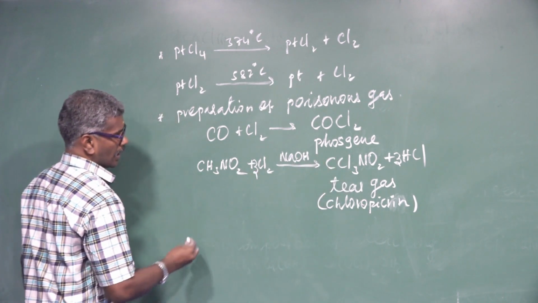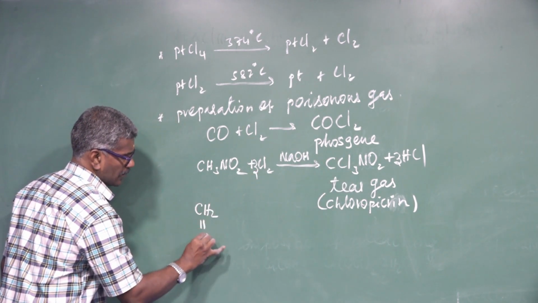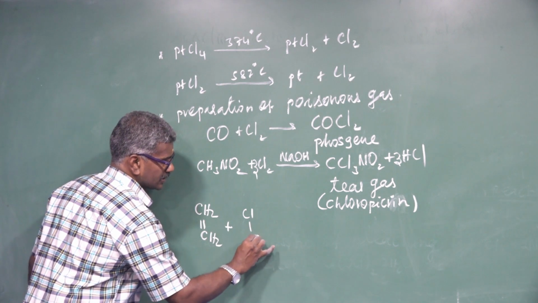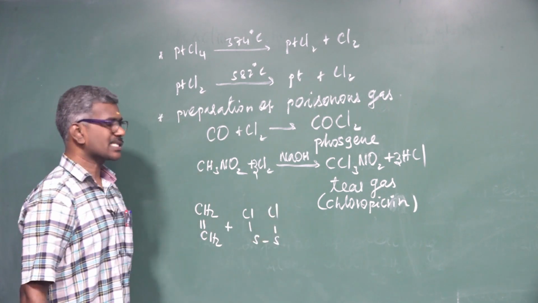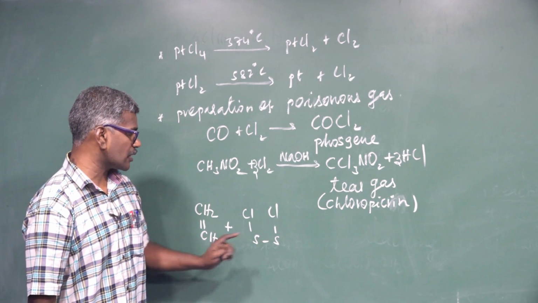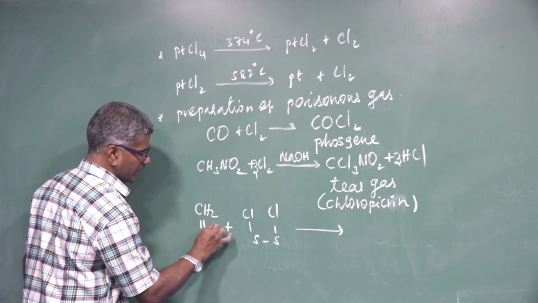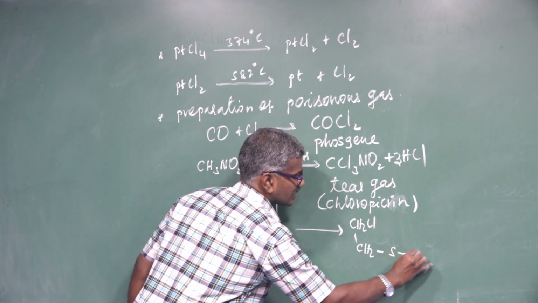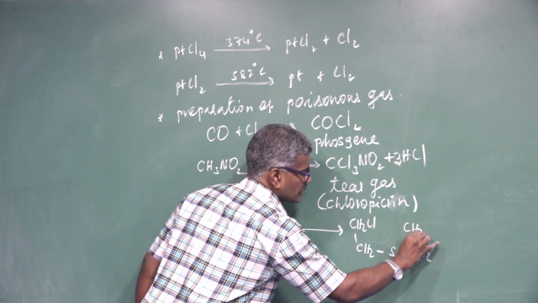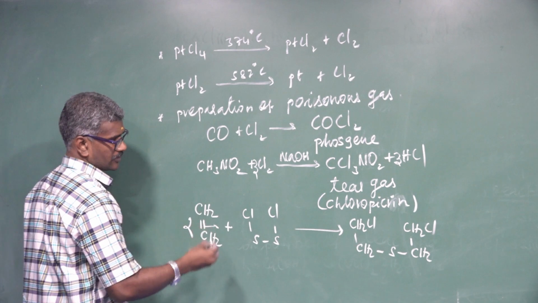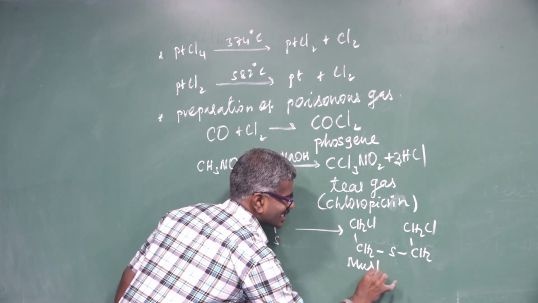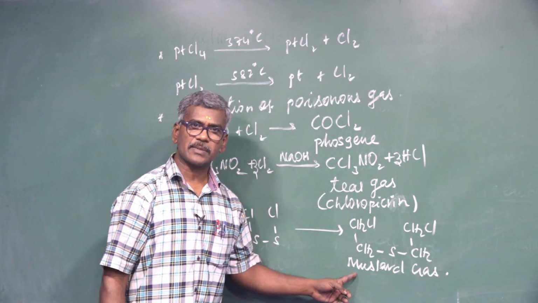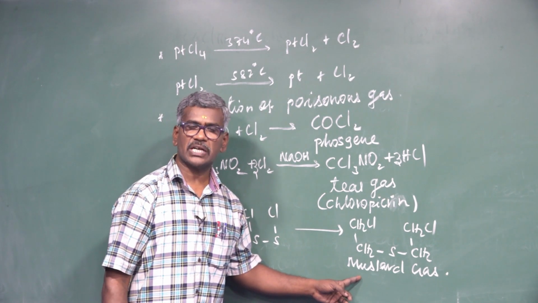Remaining same. Another one, CH2 double bond CH2, that is ethylene, reacts with polysulfur chloride compound. This bond undergoes break to form CH2Cl, CH2, this is CH2Cl. These are 2 times. This one is mustard gas. This also is a poisonous substance. This one was used in the First World War in Germany.